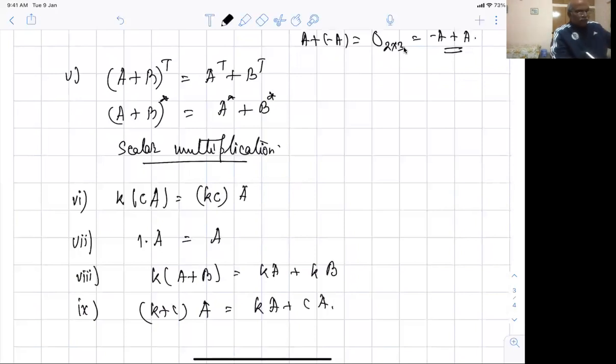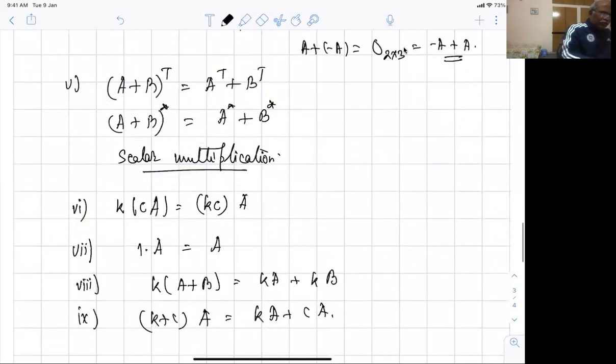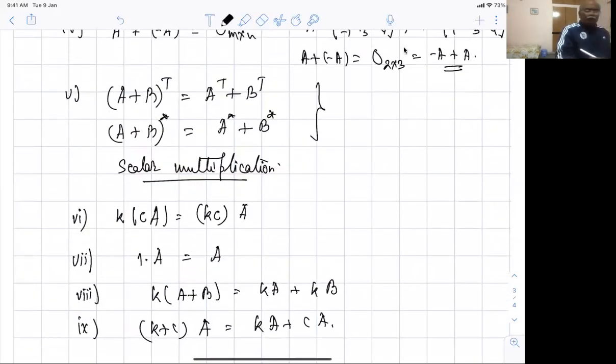Fine. So these are the properties that I would like you to understand that they hold. Just verify them out yourself by examples. You don't have to look at the proof, but it will be nice if you can do it yourself. Is that okay? So here I looked at transpose and this.